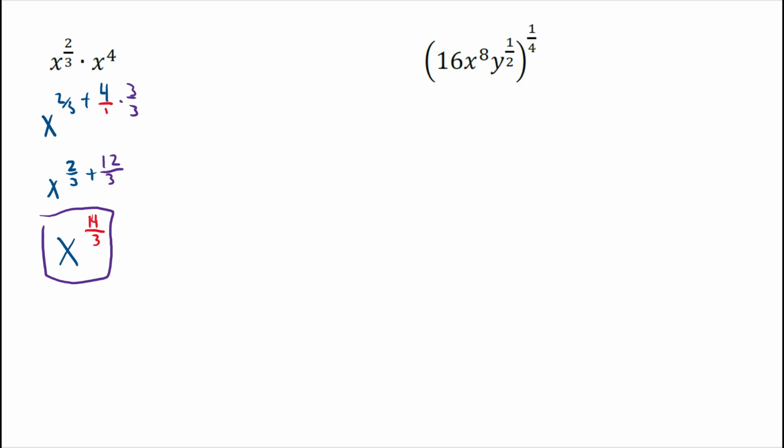So when we look at this guy here, we have 16x to the 8th, y to the half, all of that raised to the 1/4. Okay, so on this one, our law of these exponents, when you have everything raised to this, you distribute to everything inside of the parentheses in this case. So you're going to take this 1/4 and multiply that times each exponent for each variable in here.